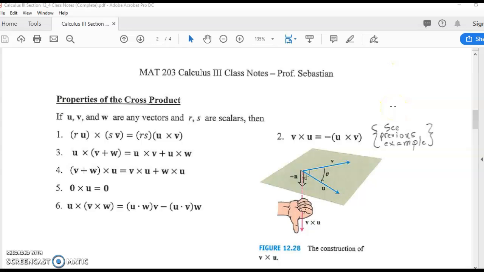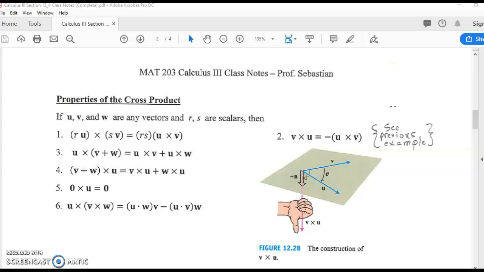Okay, hi everyone. We're back on page 14 of our Calc 3 notes. Section 12.4, we're talking about the cross product, the second of two kinds of vector multiplication. The cross product results in a vector that is perpendicular to both by the right-hand rule. If you're doing u cross v, then you point your fingers in the direction of u, curl it towards v, and there you have the direction of your vector is indicated by your thumb.